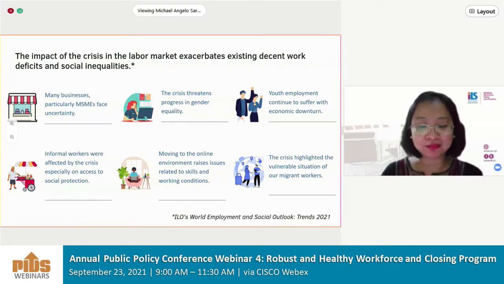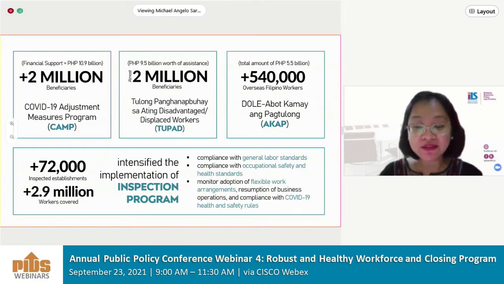Slide 4, please. In response to the pandemic, the department implemented safety net programs for displaced workers in the formal and informal sectors and affected overseas Filipino workers, such as the COVID-19 Adjustment Measures Program, the Tulong Panghanap Buhay sa Ating Disadvantaged and Displaced Workers or TUPAD, and the DOLE Abot Kamay ang Pagtulong or AKAP. To simply enrich what was presented earlier by Dr. Cho, allow me to briefly describe each program and share how many individuals were reached by them.